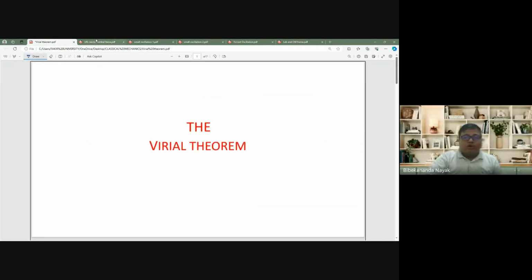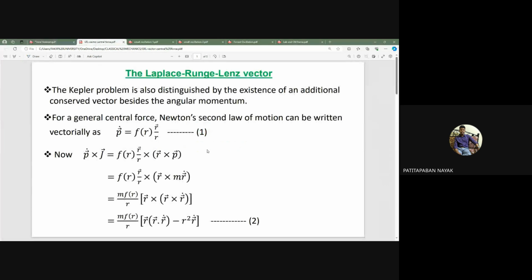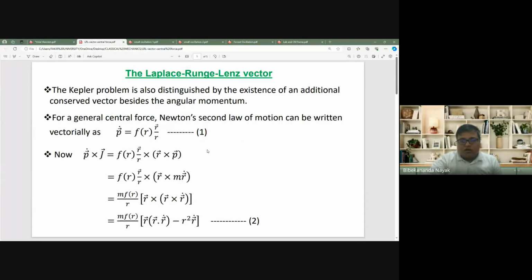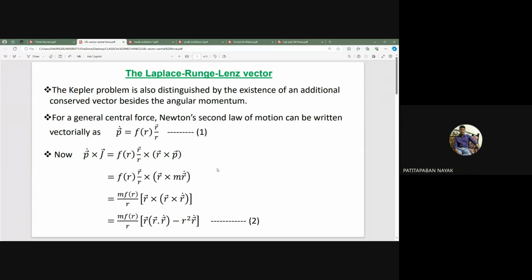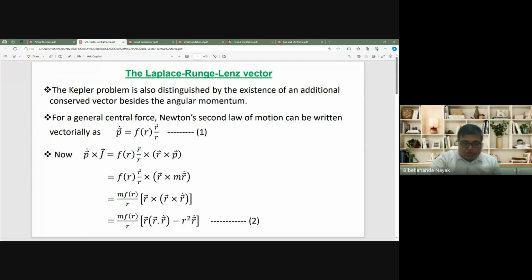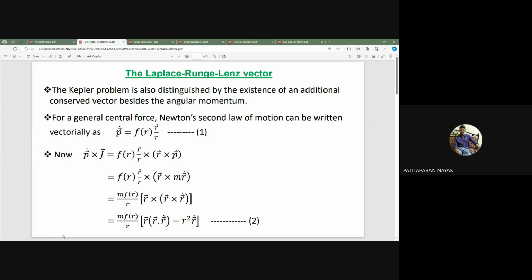Next we go for Laplace-Runge line vector. Okay. The Laplace. Please, someone is unmuted. Please mute yourself.